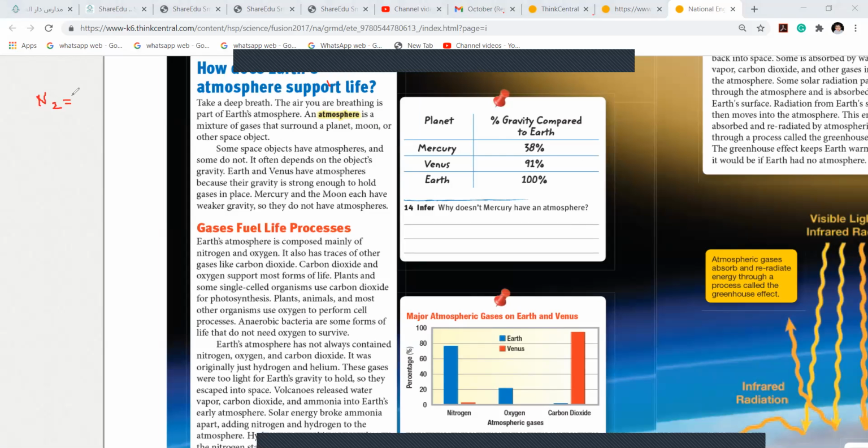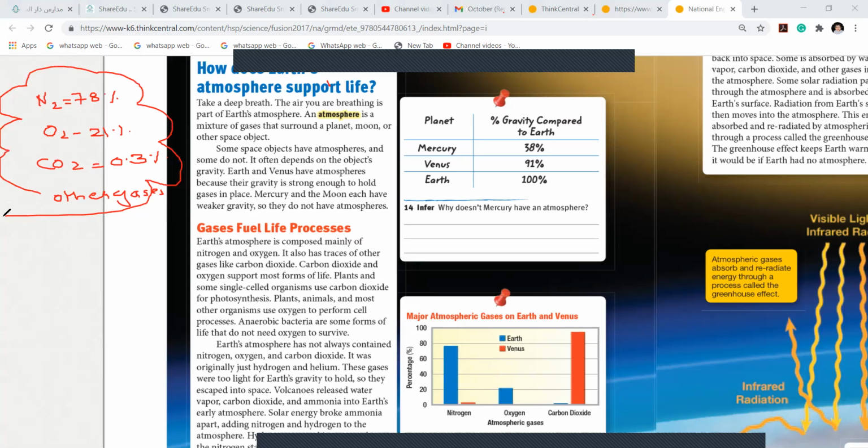Nitrogen is 78%. Oxygen is 21%. Carbon dioxide is 0.3%. And we also have water vapor and other gases. This is the composition of gases in air, girls.